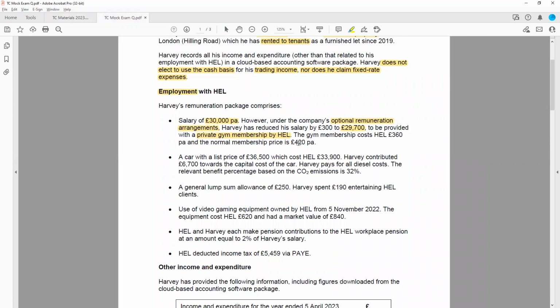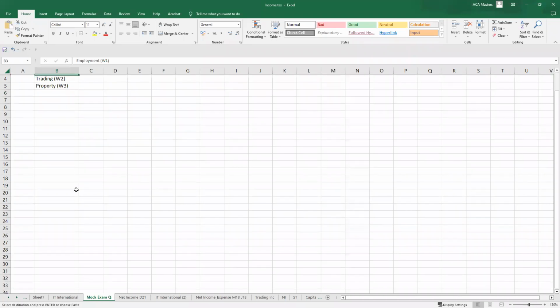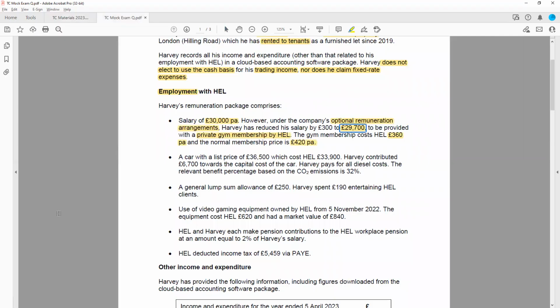So the gym membership costs the employer £360 per annum, and the normal membership price is £420 per annum. So we've got quite a few different amounts here. So we know that his salary is now only this. So his salary has reduced. So we have his salary. When we're going to calculate the employment income, we know what the salary amount is, so we can put that in there. That's quite straightforward.